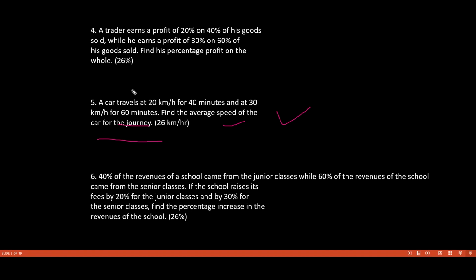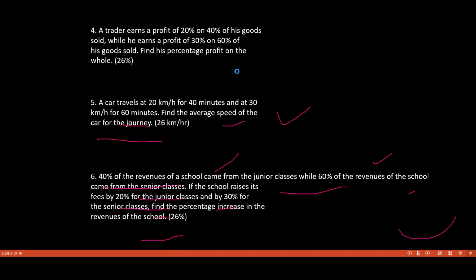Also, see this type of question: 40% of the revenues of the school came from the junior class while 60% of the revenues of the school came from the senior class. If the school raises its fees by 20% for the junior classes and by 30% for the senior classes, find the percentage increase in the revenues of the school. So in these types of questions, where two different kinds of profits are given, and we have to find the average profit or whatever percentage is asked in the question, we can also use these concepts.